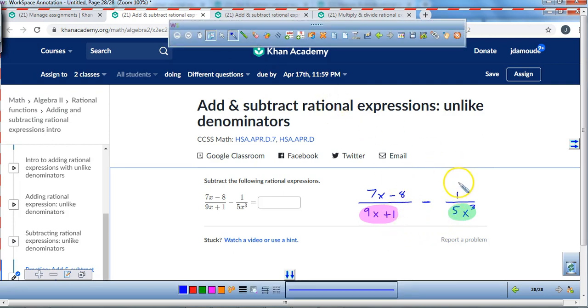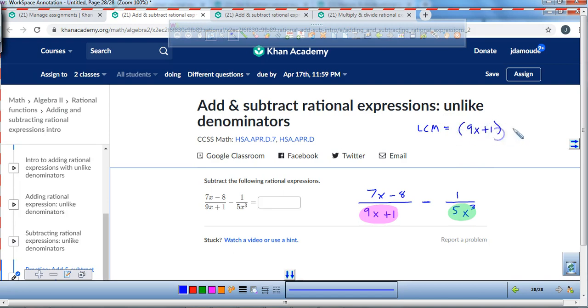So, a very easy way to find the least common multiple between two totally different factors right here. These have no common factors at all, is just to multiply them together. So in this particular case, our least common multiple is going to be the product of 9x plus 1 and 5x cubed. Alright, so the product of those will be our least common multiple between those. So that's going to be actually our like denominator, and we don't have to expand it. We can keep it in factored form and it'll be just fine.